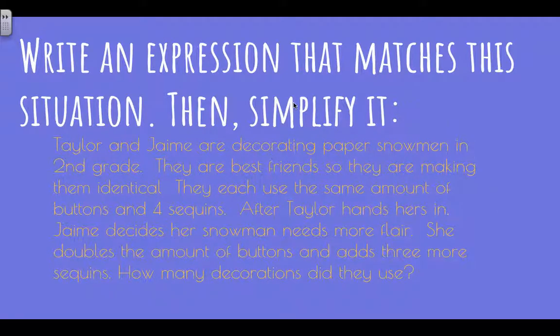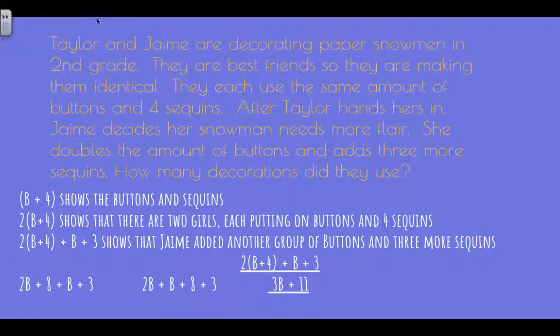An example of a problem that they might be asked is to write an expression that matches the situation and then simplify it. Taylor and Jamie are decorating paper snowmen in 2nd grade. They are best friends, so they're making them identical. They each use the same amount of buttons and 4 sequins. After Taylor hands hers in, Jamie decides her snowman needs more flair. She doubles the amount of buttons and adds 3 more sequins. How many decorations did they use?